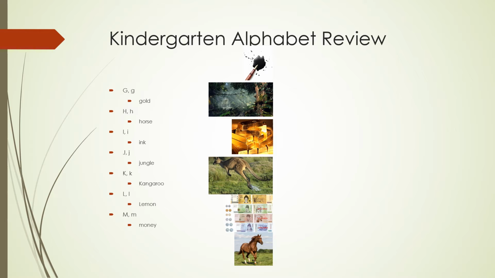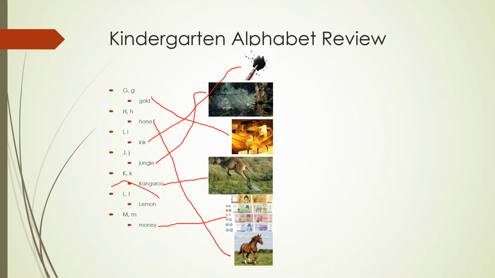So let's match. Pause the video again. There's gold. A horse is this animal here. Here's ink. Here's a jungle. Here's a kangaroo. This is money. And we don't see a lemon. Picture of a lemon. We don't have it.